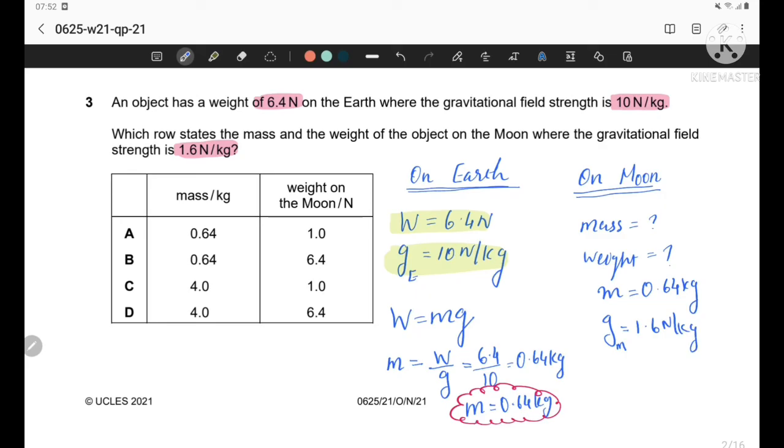As we have mass and gravitational field strength, we can find the weight of the object on the Moon simply using the equation: mass of the object times gravitational field strength of the Moon. So mass is 0.64 times the gravitational field strength of the Moon, 1.6, and the answer in two significant figures is 1.0 Newton. So that will be the weight of the object on the Moon, and the mass is 0.64 kilogram and the weight is 1 Newton. Therefore the correct answer is option A.